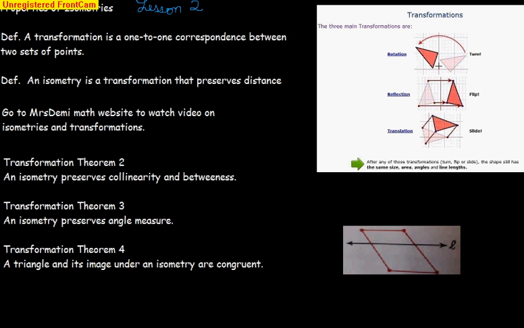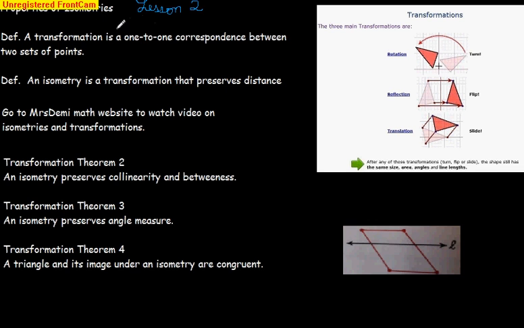Alright, let's do this, lesson 2. This is a really short lesson, and you're going to find it really easy too. What we're going to do is called Properties of Isometries. I was calling it isometries until I watched the video. It's called Properties of Isometries.